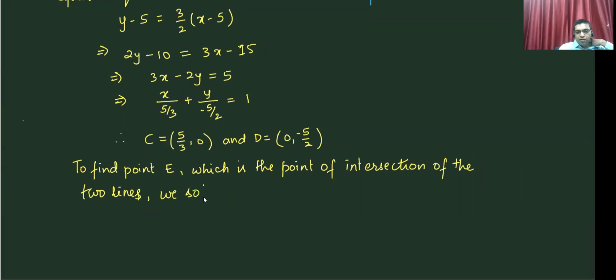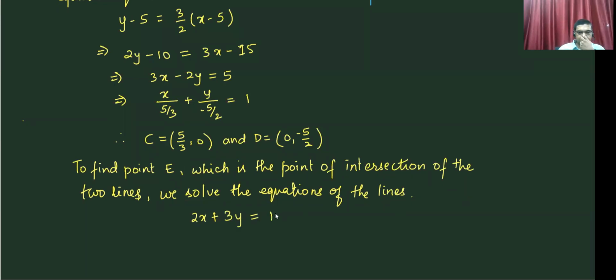We solve the equation of the two lines. The equations of the lines. See, what is the concept? The two lines are 2x plus 3y is equal to 12, and 3x minus 2y equal to 5. These are the two lines. Now, we need to find a point which simultaneously satisfies this equation and also this equation.